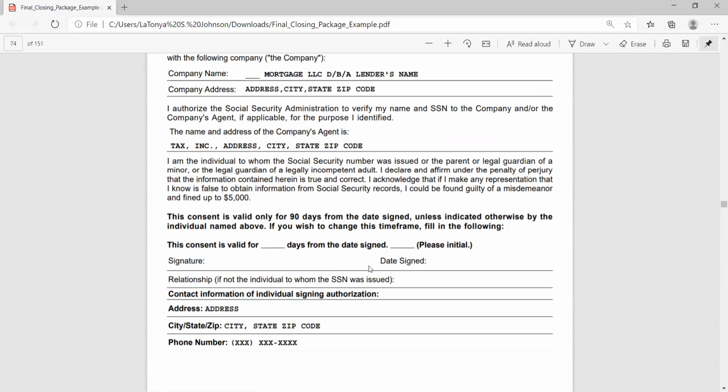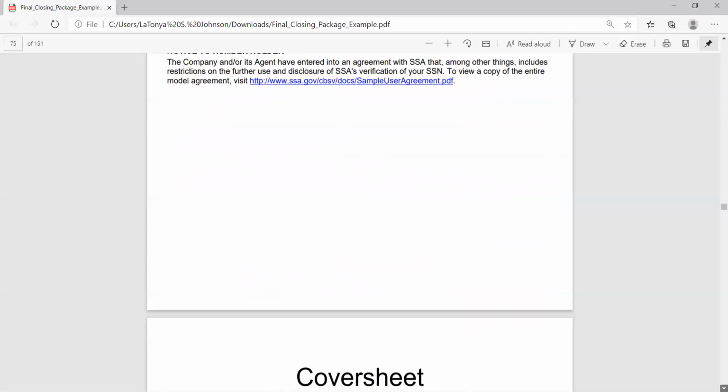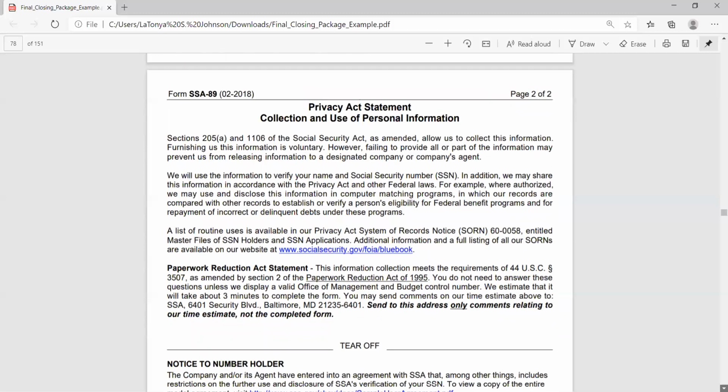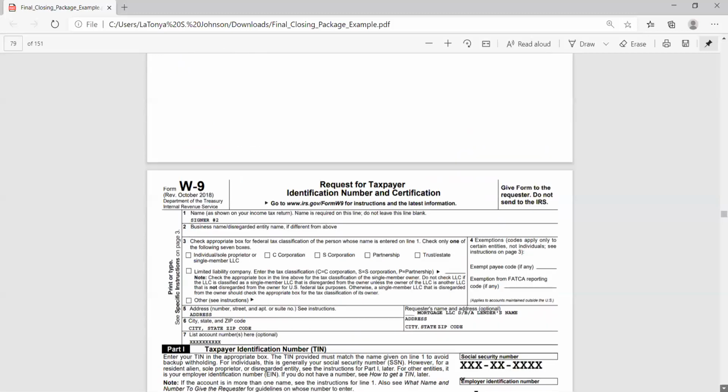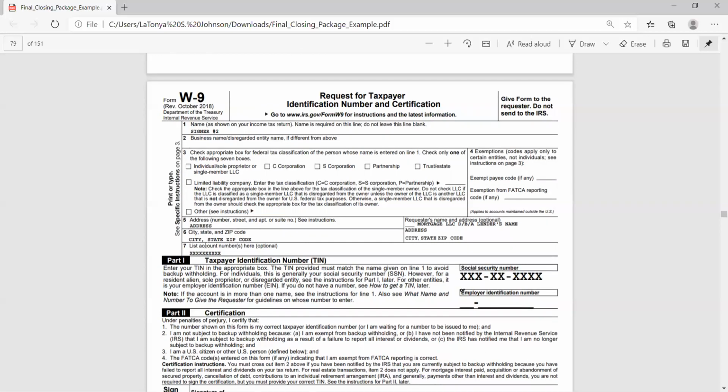And your client normally signs and dates this and inputs their address. This should be the same thing for the other signers. This is a W-9 for the taxpayer. They have to fill this out with their social security number. Make sure that this address is correct. Make sure that their name is correct.